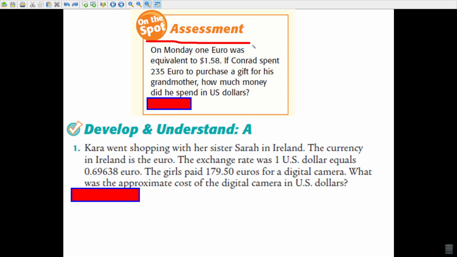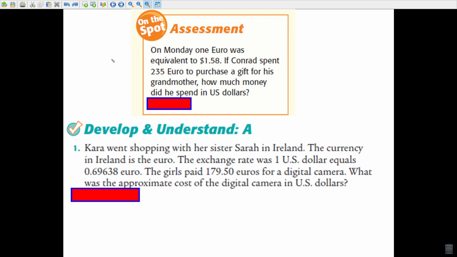Here's an on-the-spot assessment. Obviously, this will not count as an assessment grade. On Monday, €1 was equivalent to $1.58. Think about that. So €1 is $1.58. If Conrad spent €235 to purchase a gift for his grandma, how much money did he spend in US dollars? Take your time, write a proportion, solve it. On the next video, you'll see the answer, or in class.